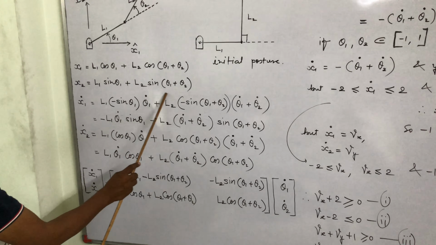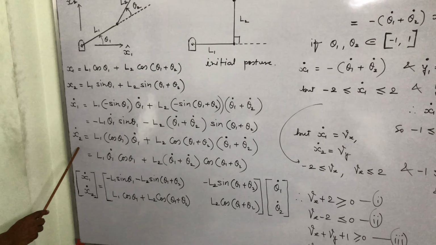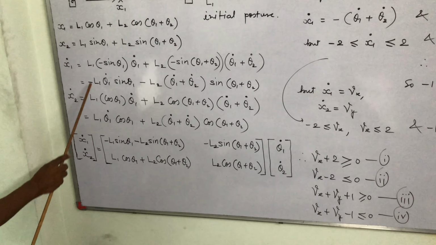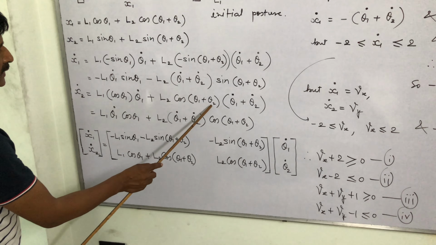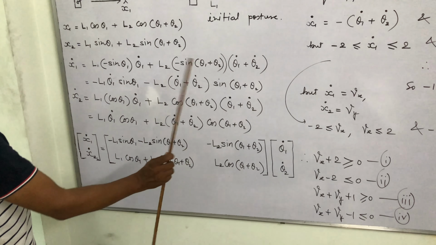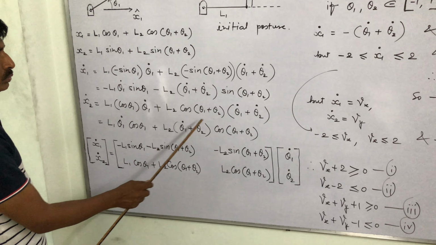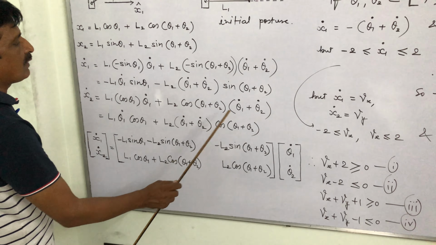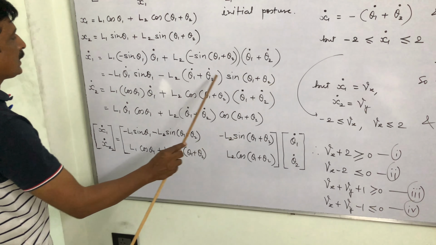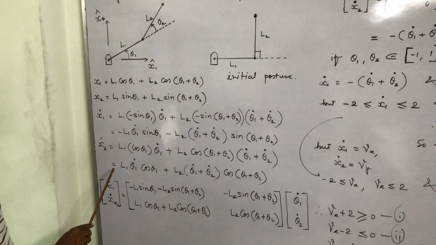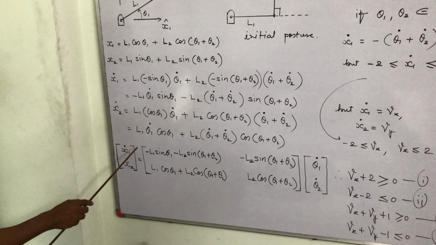Similarly, if we take the derivative with respect to time t of both sides, dx2 by dt is denoted as x2 dot. So L1 into cos theta 1 into theta 1 dot plus L2 into cos of theta 1 plus theta 2 into theta 1 dot plus theta 2 dot. So L1 theta 1 dot cos theta 1 plus L2 into theta 1 dot plus theta 2 dot cos of theta 1 plus theta 2. This represents the x component of the end point velocity, and the second represents the y component of the tip point velocity, the end effector velocity.